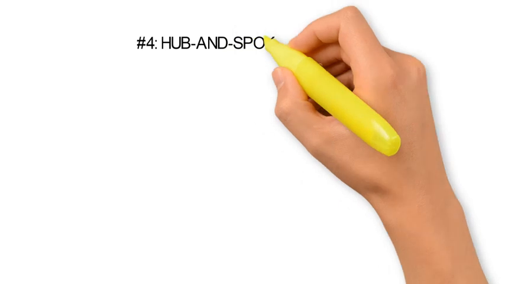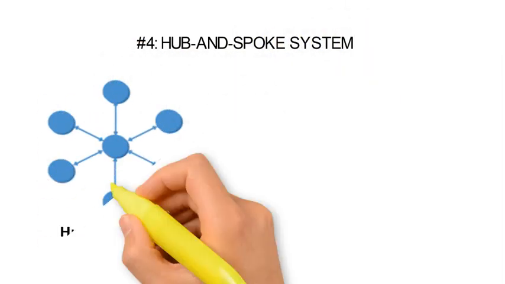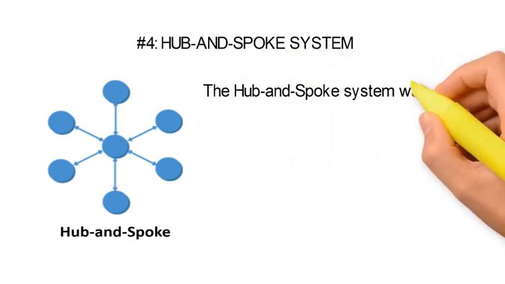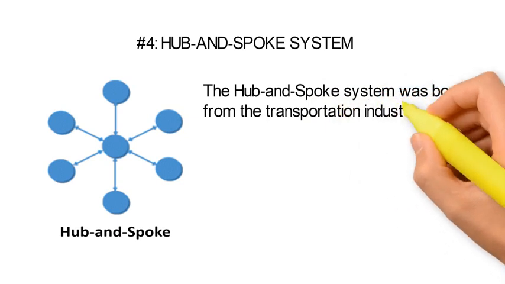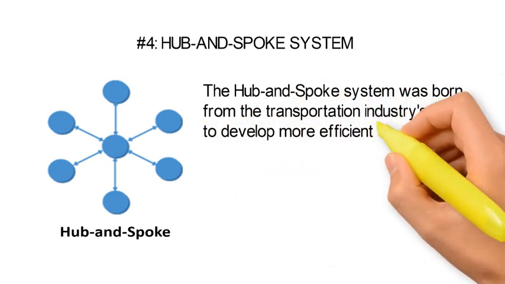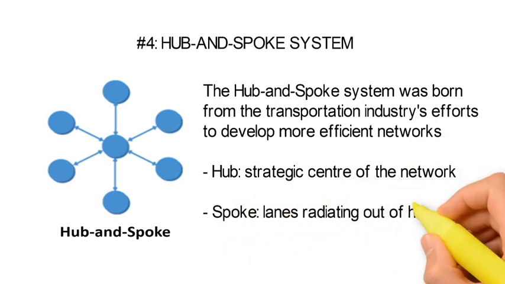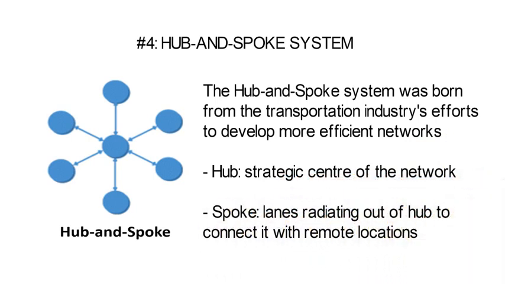Lastly, rule number 4 talks about the hub and spoke model. This is possibly one of the most important concepts in the transportation industry. Basically, there are 2 components: the hub at the strategic center of the network, and the spokes, which are radiating out from the hub.